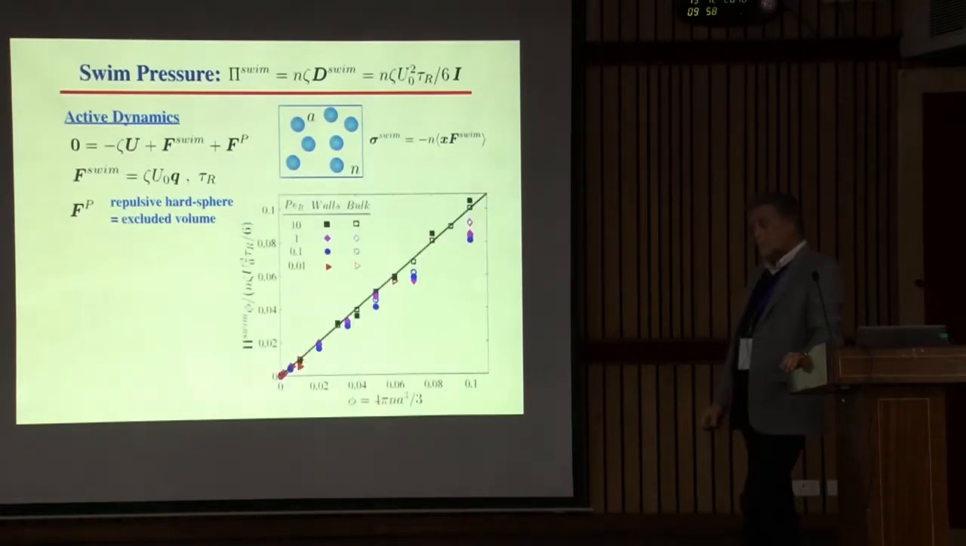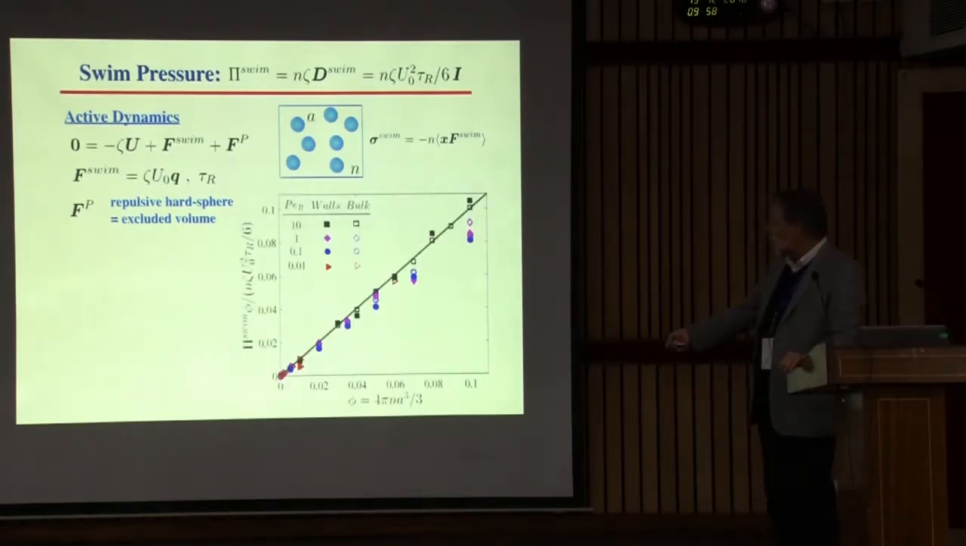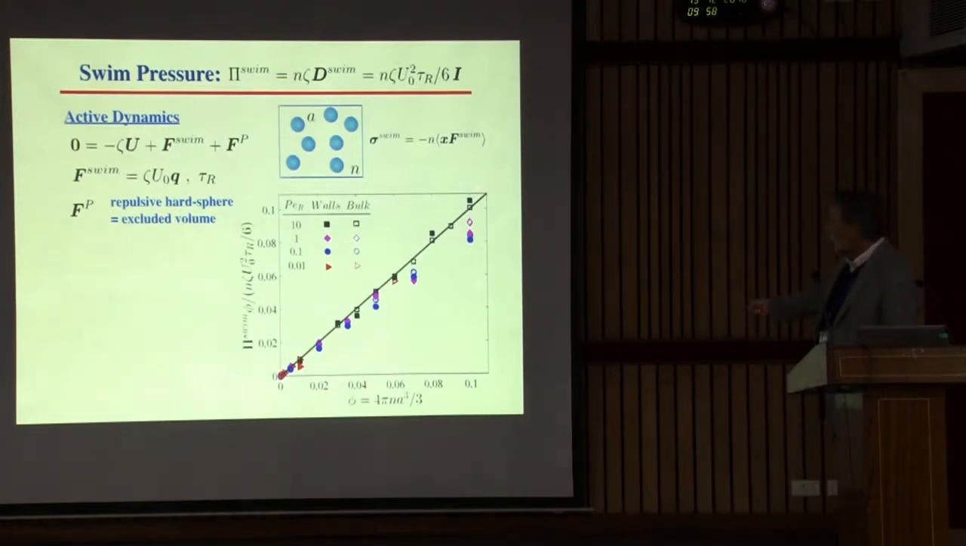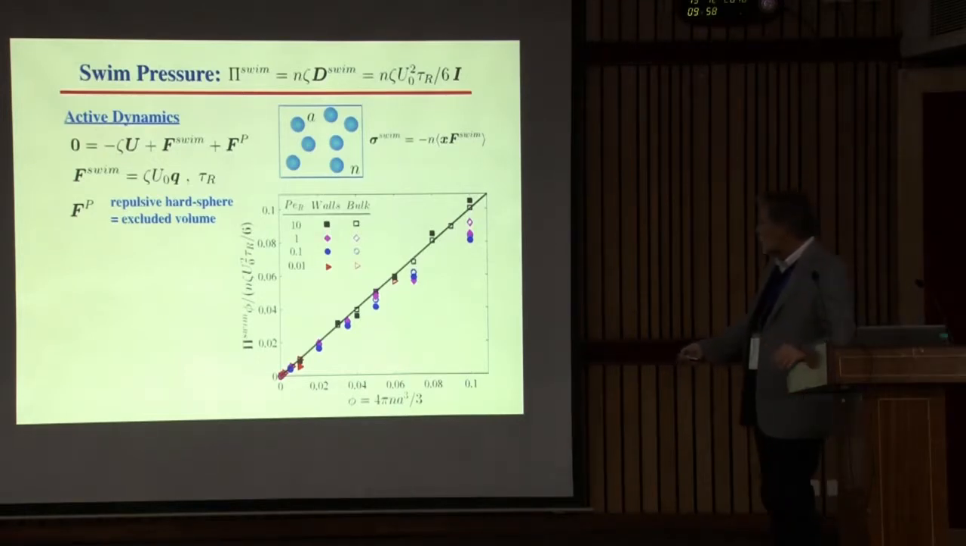And there we go. This is the result of the pressure, appropriately normalized, as a function of volume concentration. And you see it all along this straight line we have here. There's a number of different colors and different symbols and so on. So let me explain those to you.